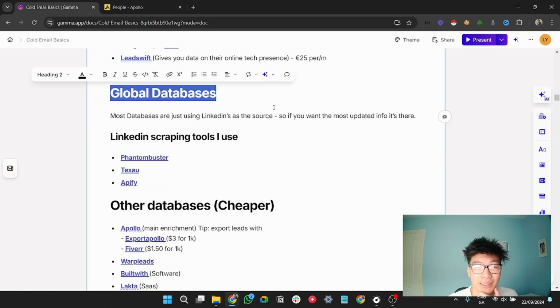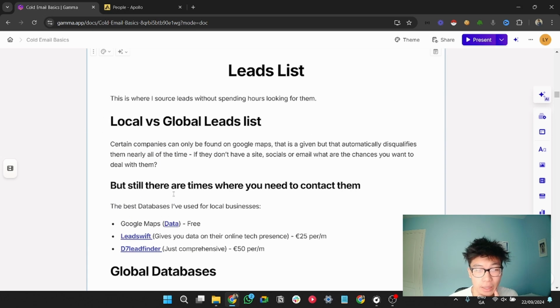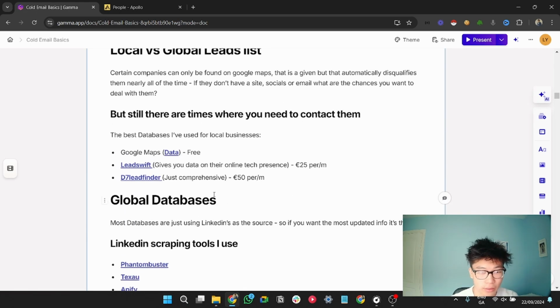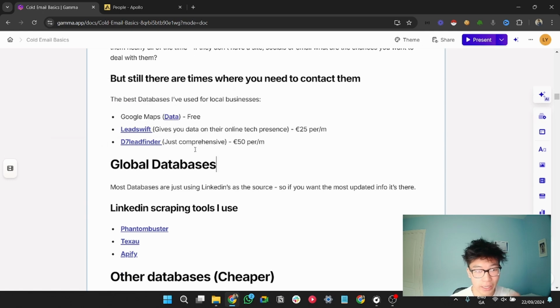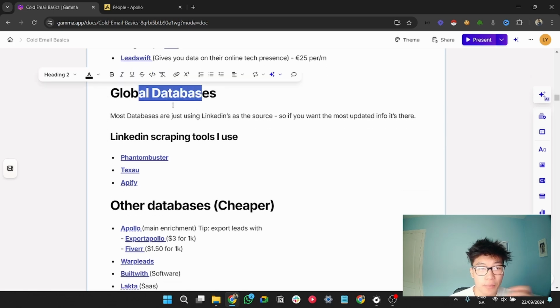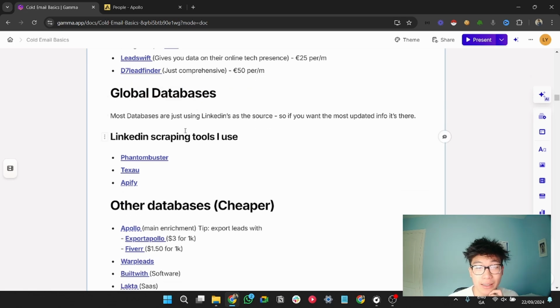Global databases is next. This was for local leads. If you're looking for global leads, now you're going on a larger scale. Global leads won't really be on D7 or Lead Swift. A SaaS isn't really registered as a thing on Google or Google Maps. So, global databases: most databases are just using LinkedIn as the source.